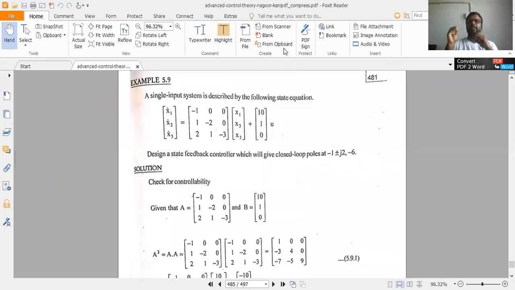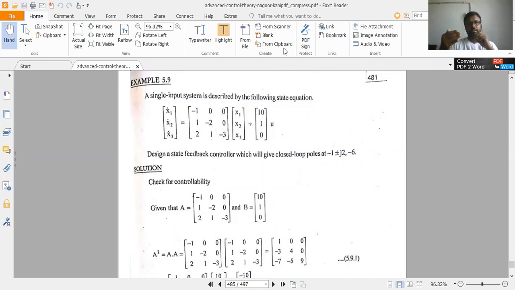Design a state feedback controller with the closed loop poles at minus 1 plus or minus j2 and minus 6. These are the closed loop poles. That means minus 1 plus j2 is mu1, minus 1 minus j2 is mu2, and minus 6 is mu3. These are the three closed loop poles which he has given.